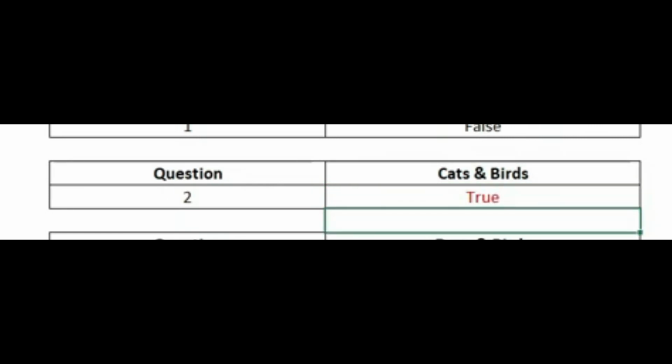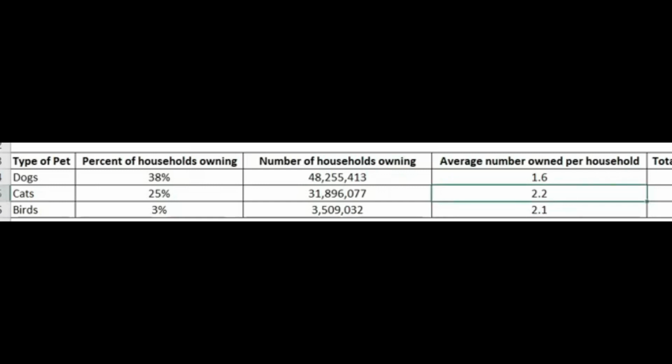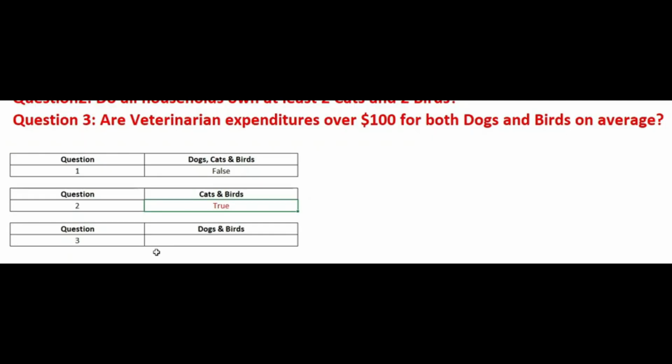Now, the outcome here was true because if you look at both of the numbers up top, cats are in at least 2.2 households and birds are in at least 2.1 households. So, those who have cats and birds like to have multiple, which is why we have a true if and function outcome.